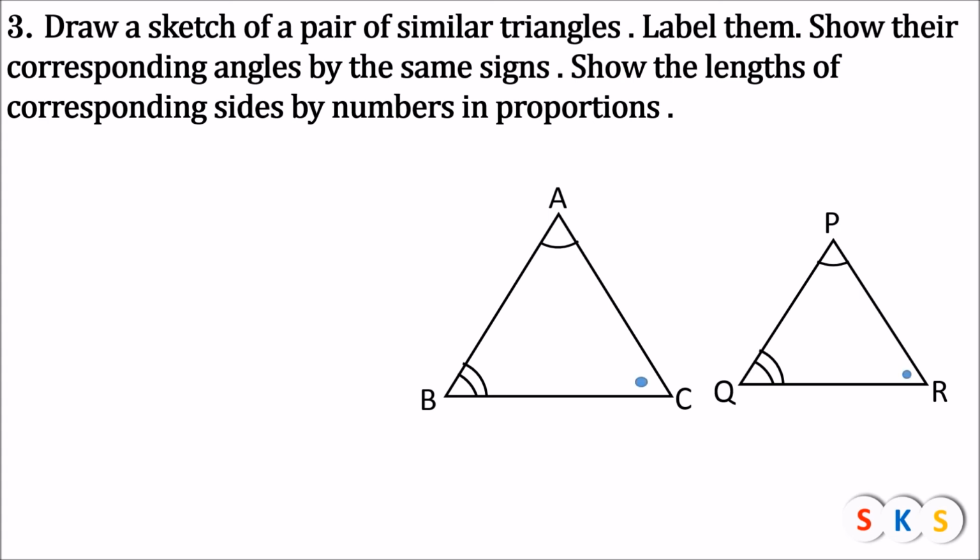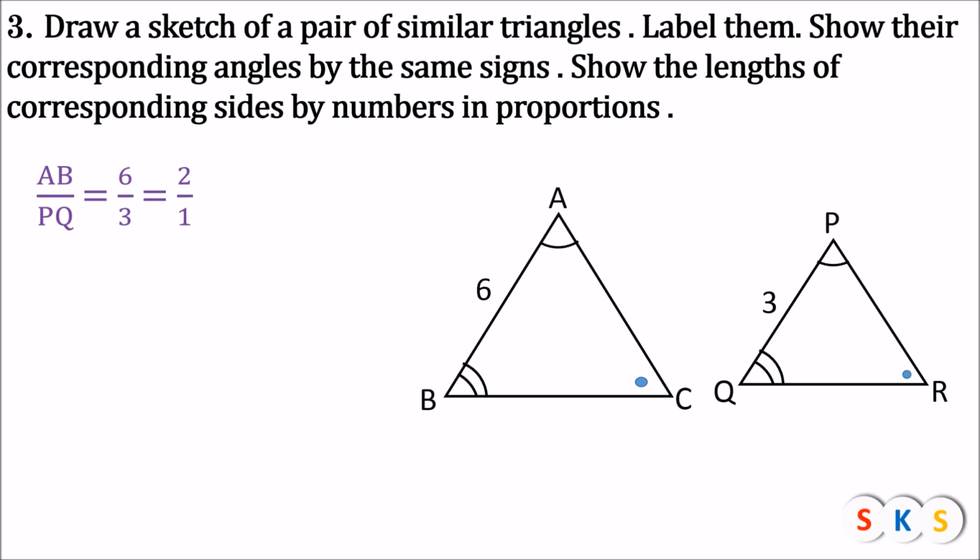Next it is asked to show the length of corresponding sides by numbers in proportion. So we are going to put some length on all the sides of those two triangles such that their sides are in proportion. Look at this figure. Here I have taken AB as 6 and PQ as 3. So what is the ratio of these two sides? AB upon PQ equals 6 upon 3 equals 2 upon 1. I have calculated the ratio of those two sides. What we got here is 2 upon 1.